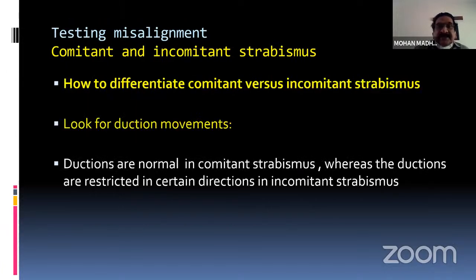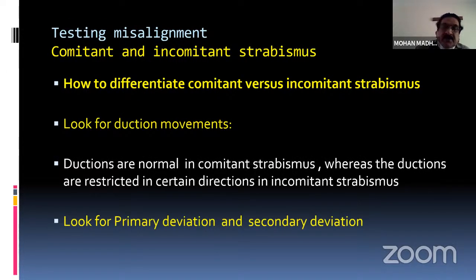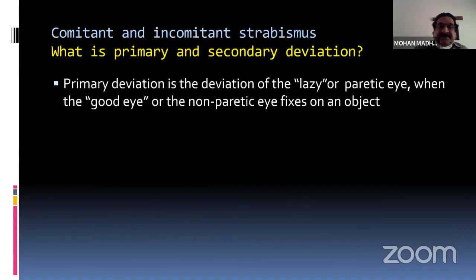So how to differentiate? Look for duction movement, as I already told you. Duction movements are normal. Duction movement: close one eye, look for the eye movement. It is normal in concomitant strabismus, whereas ductions are restricted in some direction in incomitant strabismus. Second thing, you look for primary and secondary deviation.